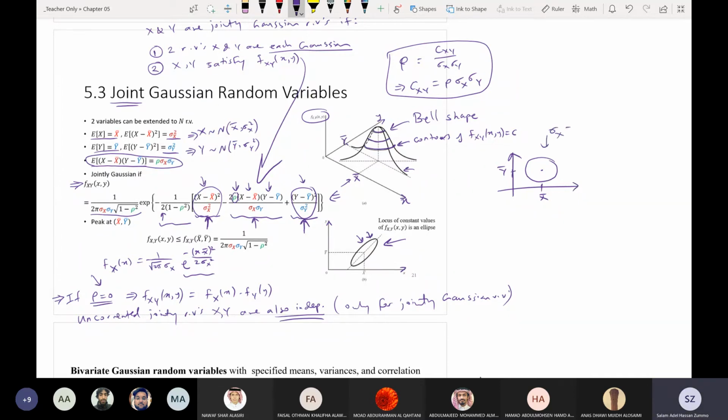Okay, so here sigma x equals sigma y, and rho equals 0. However, if we have x bar, y bar, if I have a shape like this, then what do you think is the relationship of sigma x to sigma y? Doctor, can you repeat the question? If the shape of the contour looks like this, what is the relationship between sigma x and sigma y?